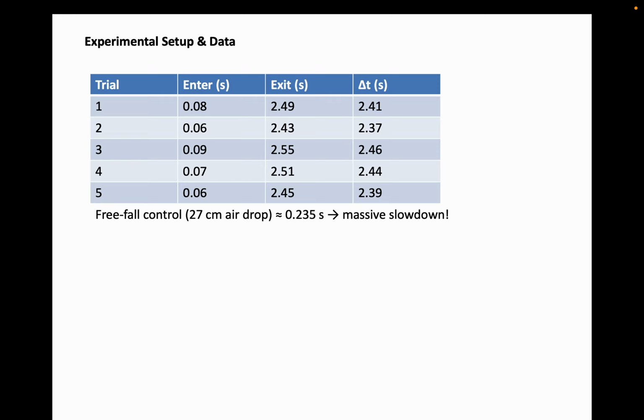So 5 drops later, an average of 2.41 plus or minus 0.04 seconds from top to bottom. Control drop through air: 0.235 seconds. So braking multiplies fall time by 10.